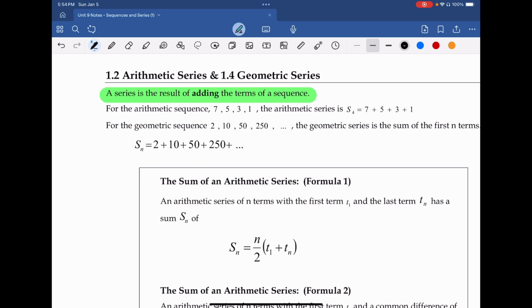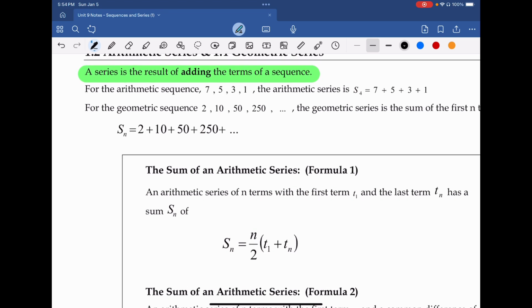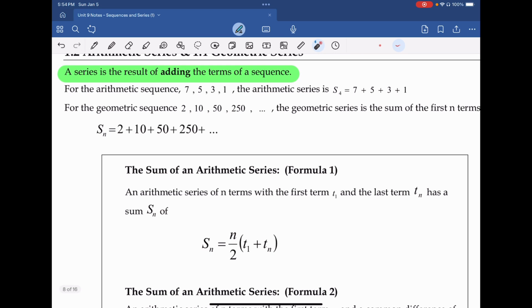Now, if we took an arithmetic sequence, something that is adding or subtracting by the same amount, something like 7, 5, 3, 1, we see that it's subtracting away 2 each time. Or we can take the geometric sequence below that, which is taking 2 and then going to 10, then 50, and then 250. Remember, the big difference between arithmetic and geometric sequences is that in arithmetic sequences, we add or subtract by the same amount. In geometric sequences, we're multiplying or dividing by the same amount. So let's see how that looks in this first example.